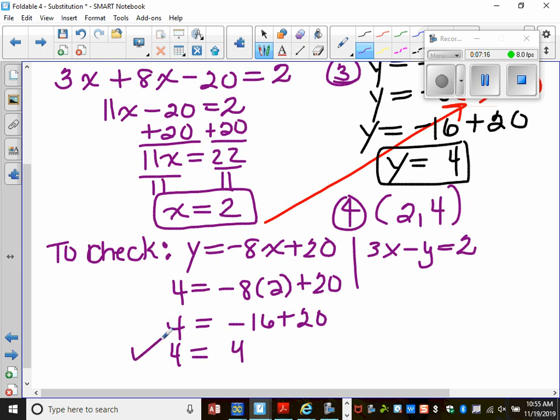And then you got to test it in the other one. You can't just test it into one. Sometimes it will work in the first one and not the second one if your answer is wrong. So you got to be very careful with both.